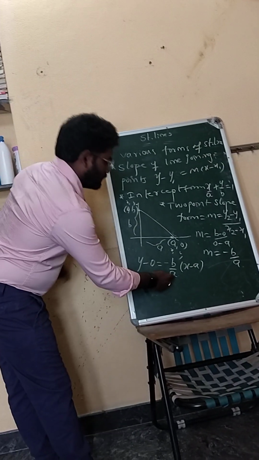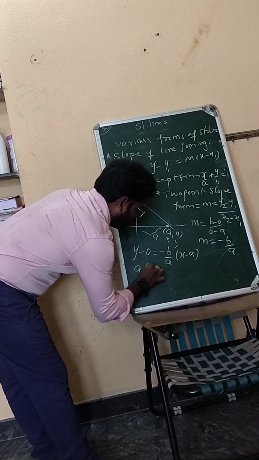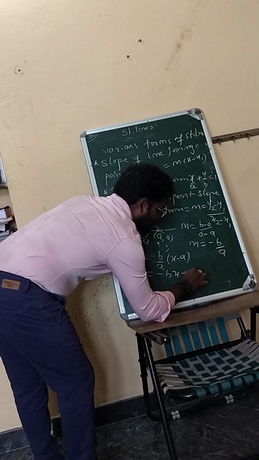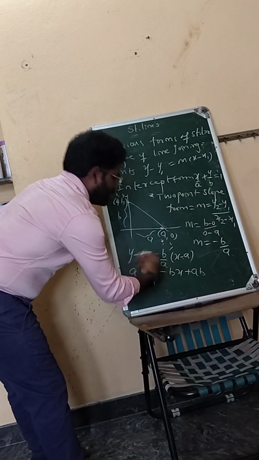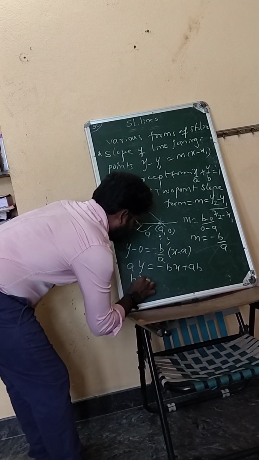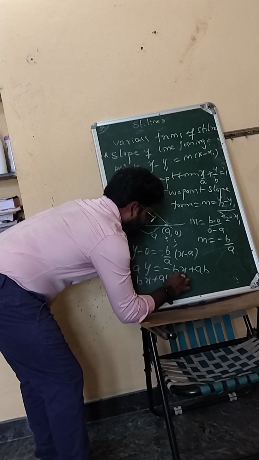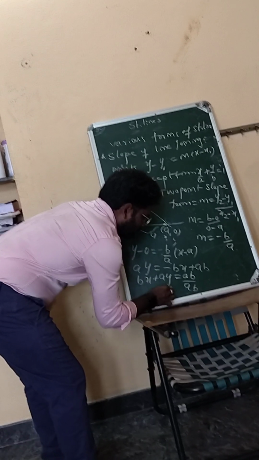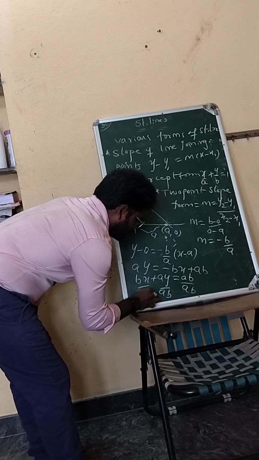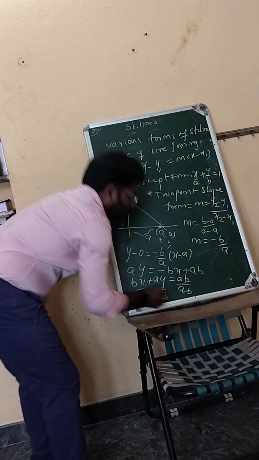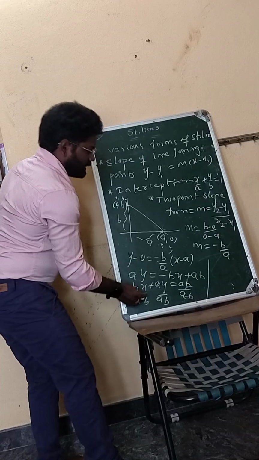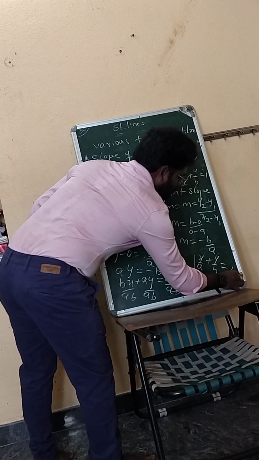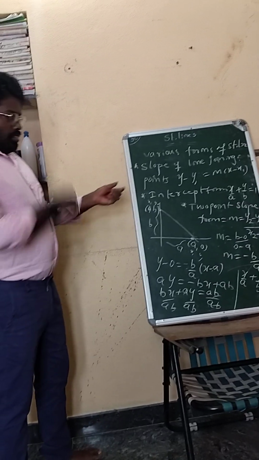Clear cut. Next one, a shifted to left hand side. A into y, ay, minus b into x, minus into minus plus a. And minus shifted to left hand side. bx plus ay equal to ab. Both sides divide AB. B and B, A and A, AB, AB are cancelled. Here x by A plus y by B equal to 1.